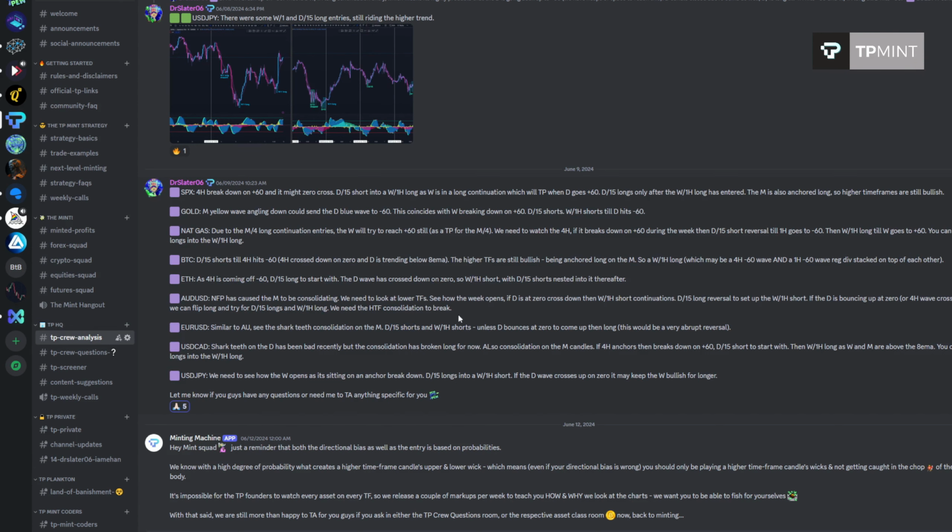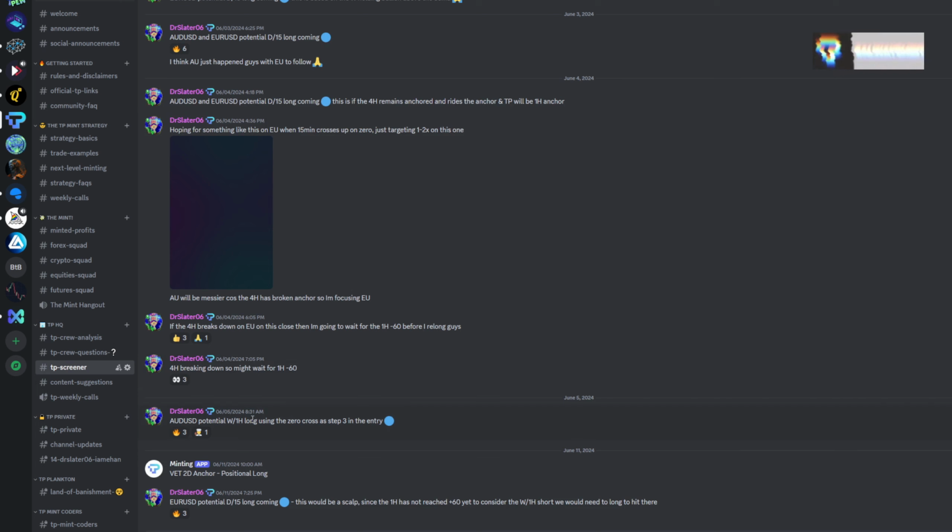So it's Friday today, so I'm looking for a D15 short today, but a D15 long would have set up that short position, and we did call that long position on Tuesday. So USD potential D15 long coming, and this would be a scalp since the 1 hour has not yet reached plus 60 to consider the weekly 1 hour short yet, so it has to get there. I'm going to go map this for you now on the charts to show you.